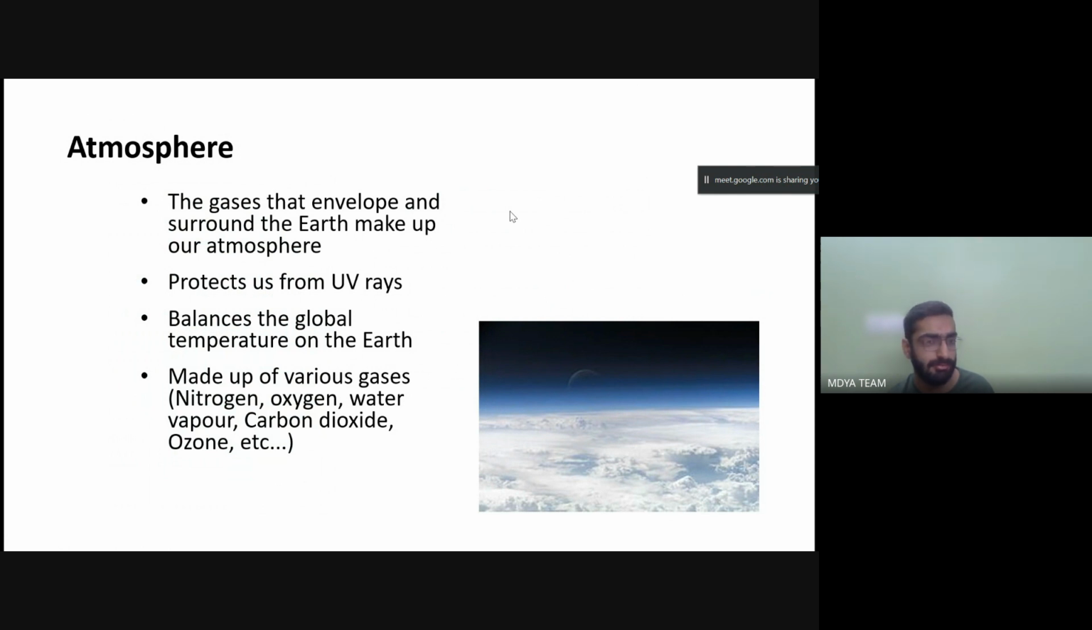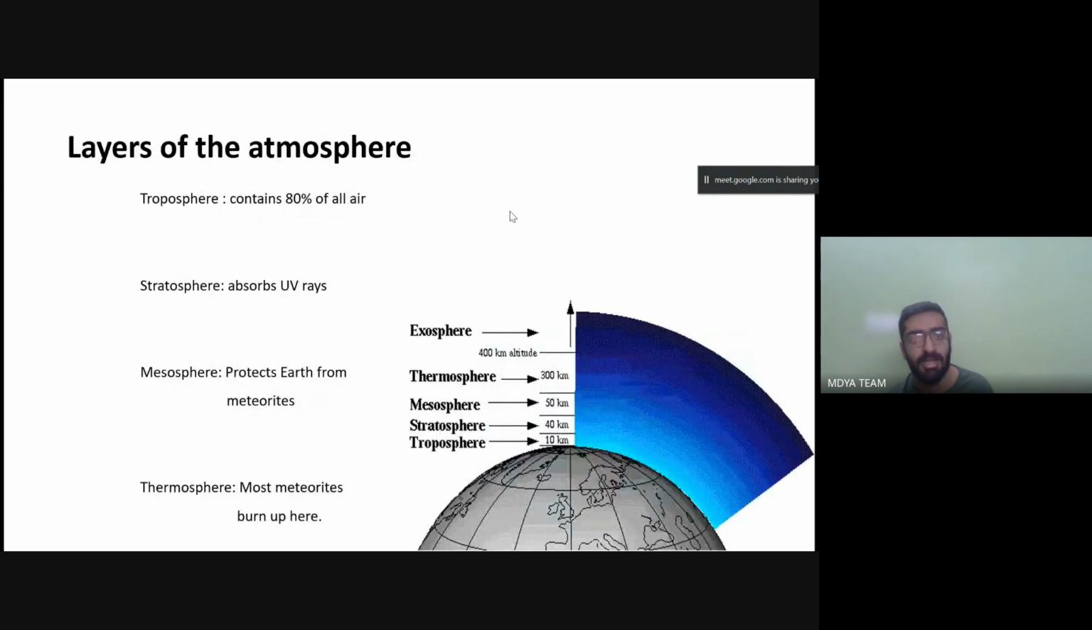Another function of the atmosphere is that it balances the global temperature on the Earth, and it consists of various gases, such as nitrogen, oxygen, carbon dioxide (CO2), water vapor, ozone, and many others. So the atmosphere is an envelope that shields against UV rays, maintains the global temperature on the Earth, and consists of various gases. Now we'll understand the layers of the atmosphere.